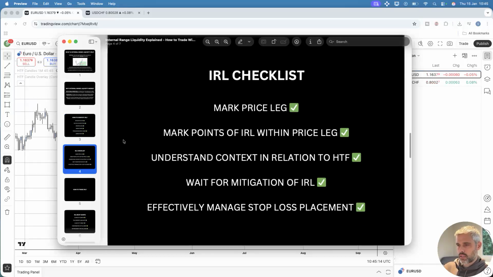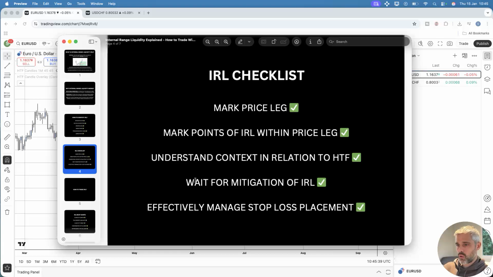And we're going to look at checklists as well. So in order to start mapping IRL in the right way, we need to first mark price legs. So we need to understand how to look for a price leg, what constitutes a price leg, and how to mark the different pockets of liquidity within that price leg. We need to understand the context of that price leg in relation to our higher time frame.